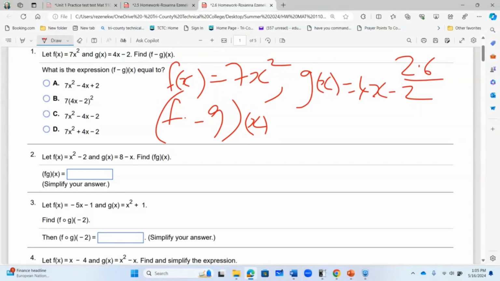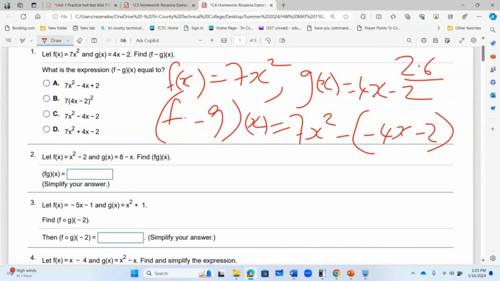Oh, well, here I'm not actually given a number, so it'll be difficult for me to use a calculator to do it. So what does it mean? The first function minus the second function. I can combine them. So f minus g of x means bring down the first function, which is f. So I have 7x squared minus, bring down everything in g of x, that's 4x minus 2.